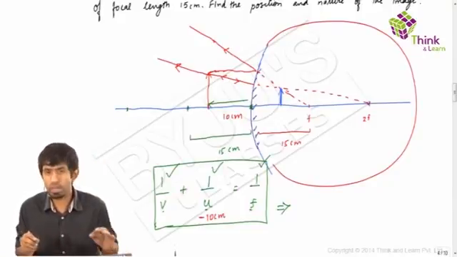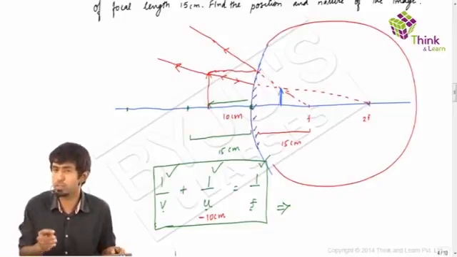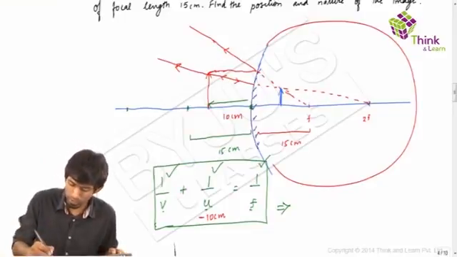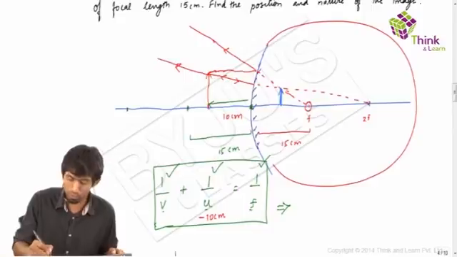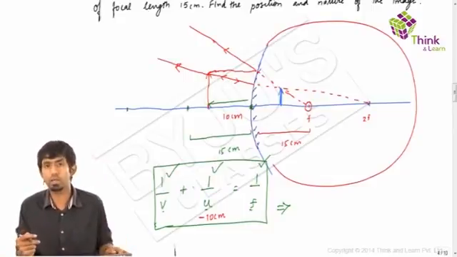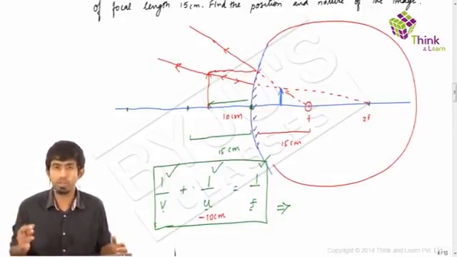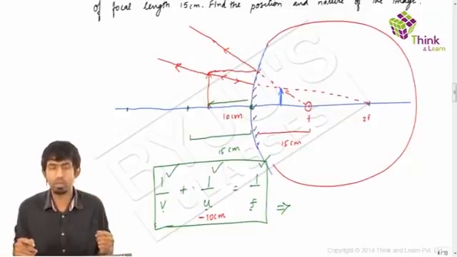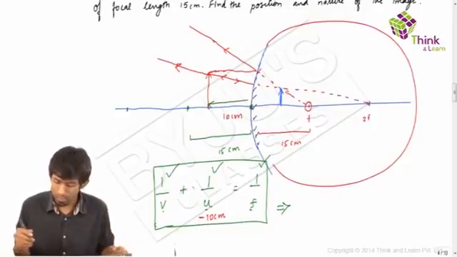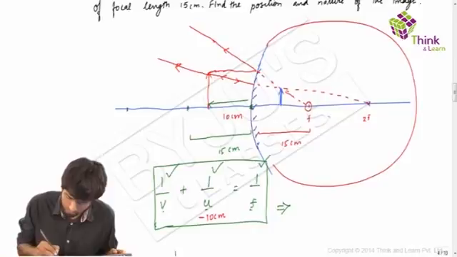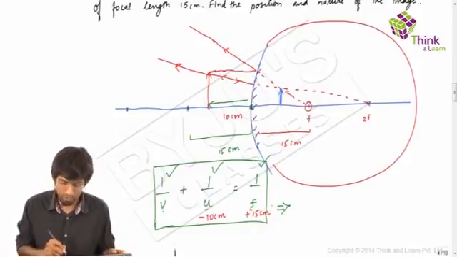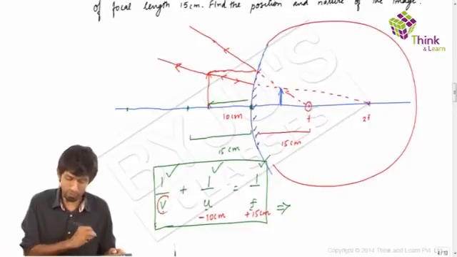For a convex mirror, is the focal length positive or negative? If you notice here, it's appearing as if it's coming from the focus on the right side. And right means positive, right? So that's our convention. Right and up positive, left and down negative. Therefore, this is going to become plus 15 centimeters. And what we need to find is our V.